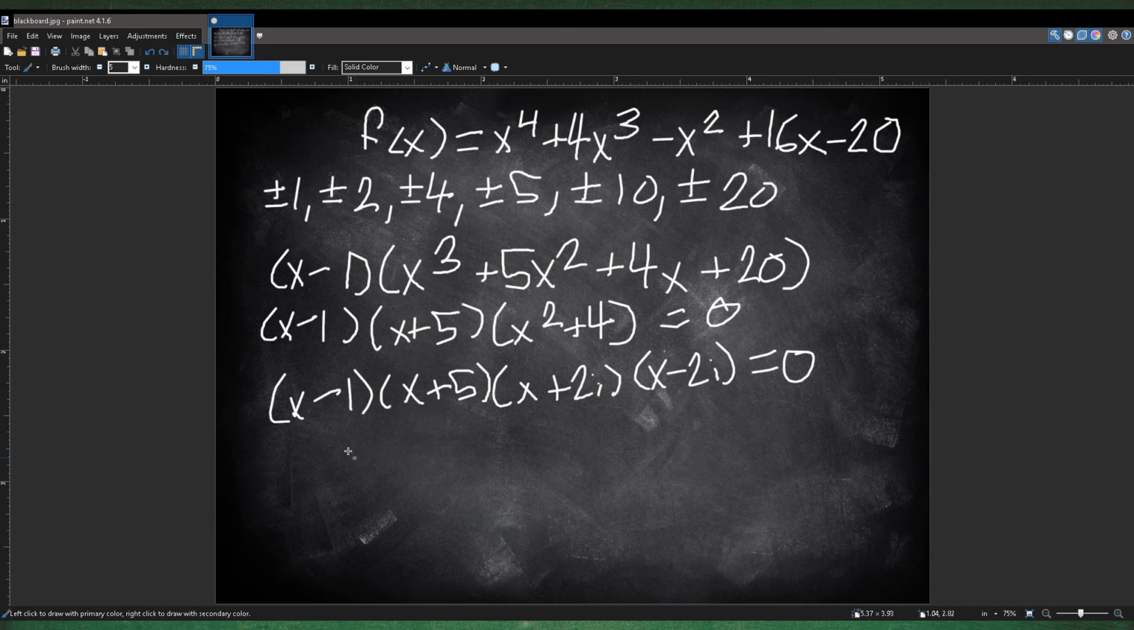So the zeros are x equals 1, negative 5, negative 2i, and 2i. So those are our zeros. So that's how you solve for the x-intercepts of a polynomial equation.